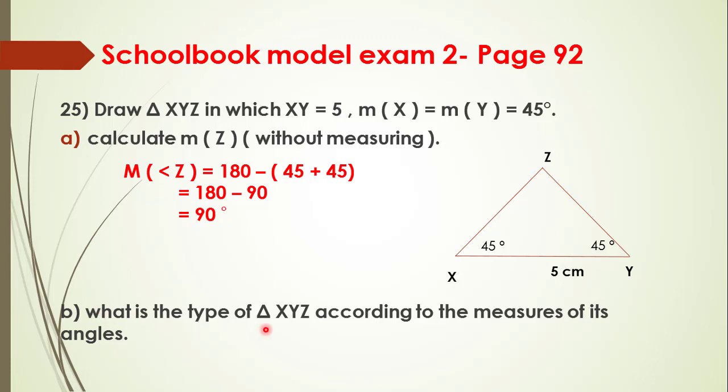B. What is the type of triangle XYZ according to the measure of its angle? What is the greatest angle? The greatest angle determines the type of this triangle. The greatest angle here is 90. 90 is a right angle, so the triangle is a right angle triangle, because we look at the greatest angle.